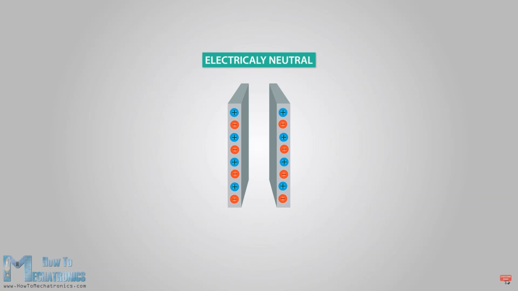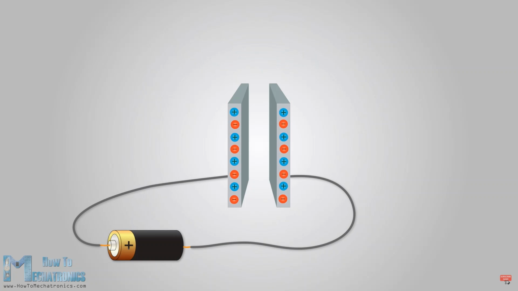If we connect a power source or a battery to the metal plates of the capacitors, a current will try to flow, or the electrons from the plate connected to the positive lead of the battery will start moving to the plate connected to the negative lead of the battery. However, because of the dielectric between the plates, the electrons won't be able to pass through the capacitor, so they will start accumulating on the plate.